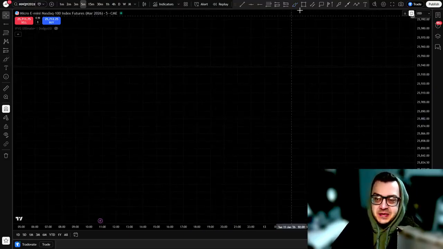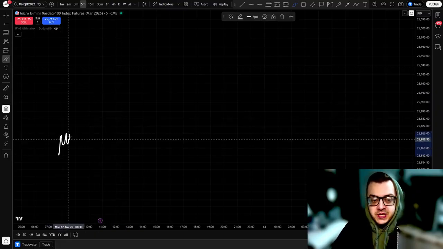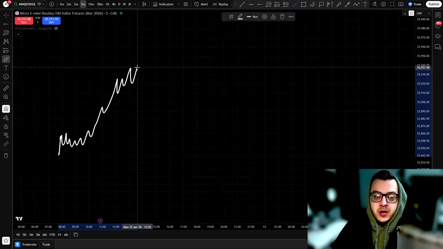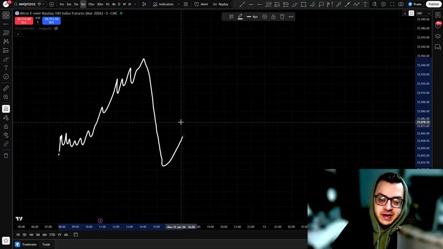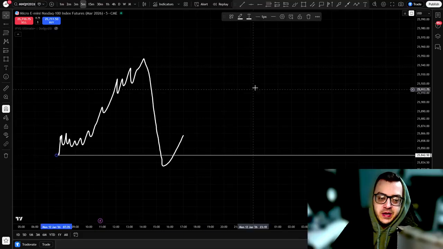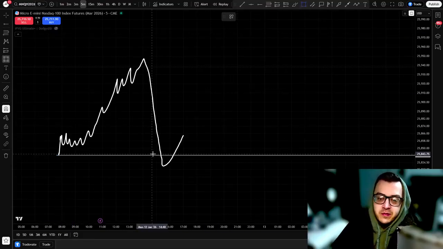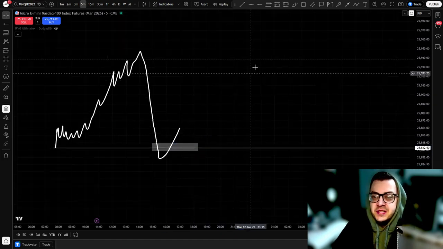It sounds ridiculously simple, but I'll show you what I mean. Say for example, we've got a major level like this. We come up, we come up, we come up, and then we come down, we sweep the low, and then I'm looking for inverted fair value gaps back to the upside. So say this is your level of liquidity. You sweep the liquidity, and then you're looking for a fair value gap like this to get inverted back to the upside.